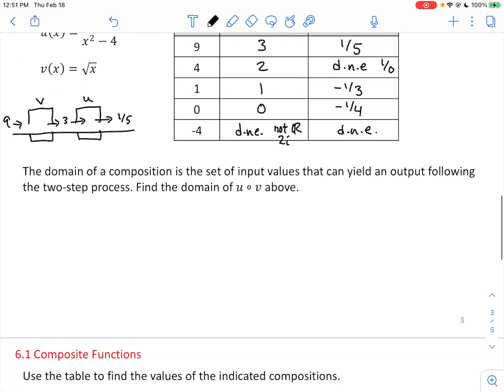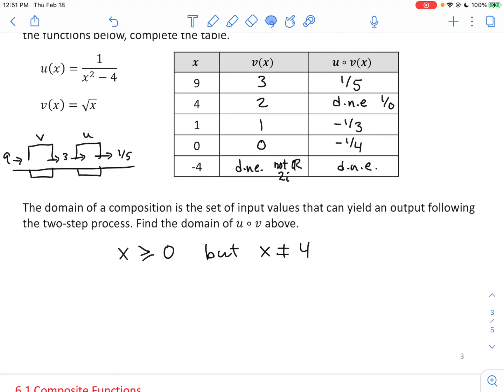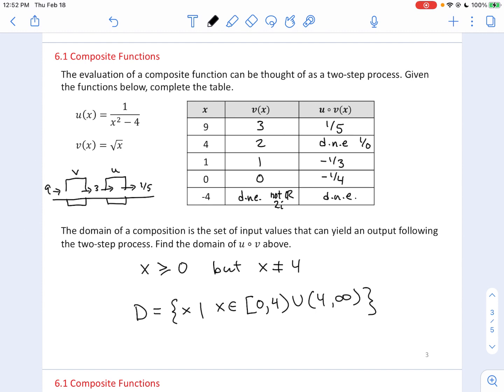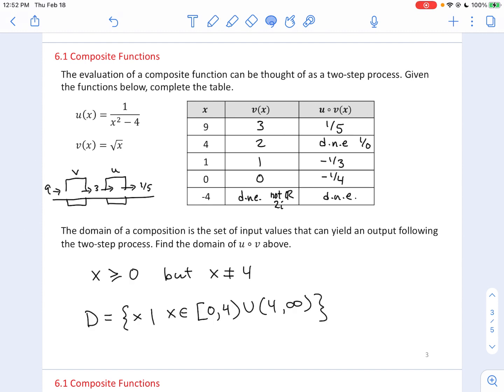And so the domain of this function would be: x can't be negative, so it has to be bigger or equal to 0, but x can't be 4. And 4 is the only positive number that, if you start with it, gives a number here that's going to break the u component. You might see set builder notation for giving the domain. So the domain is the set of all x such that, the little vertical line means such that, x is an element of 0 up to 4, include 0, exclude the 4, union 4 up to infinity. So here's the very formal way to write down this domain. But all compositions are like this. You have to consider a two-step process and keep only the x's that can survive the two-step process.